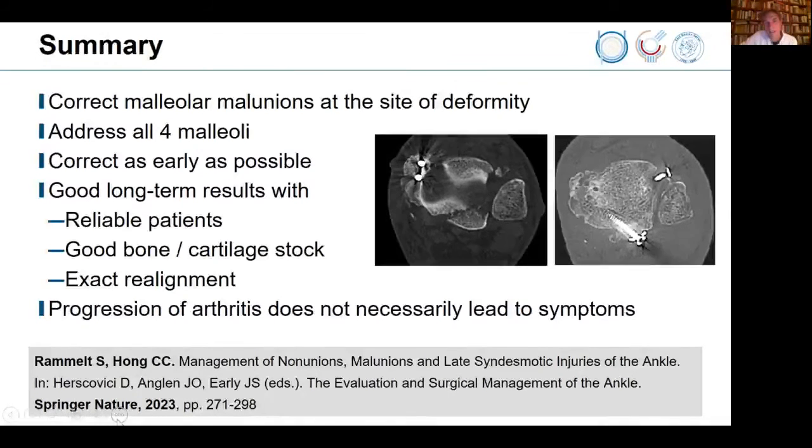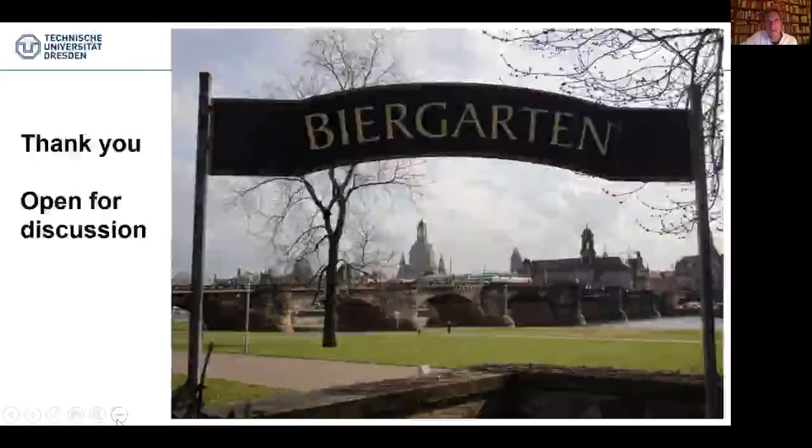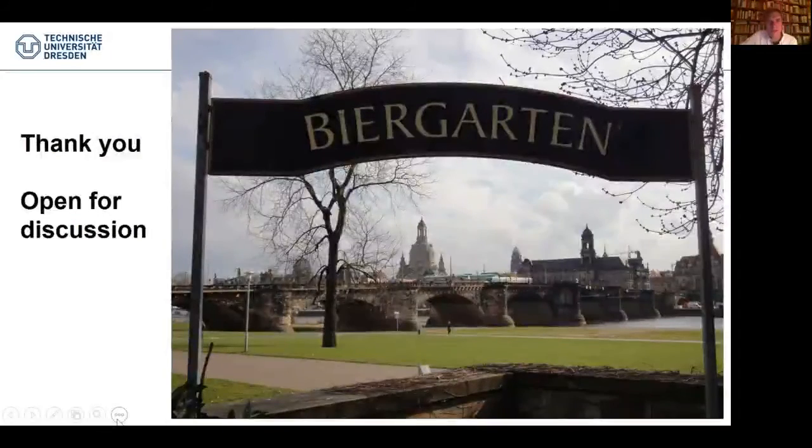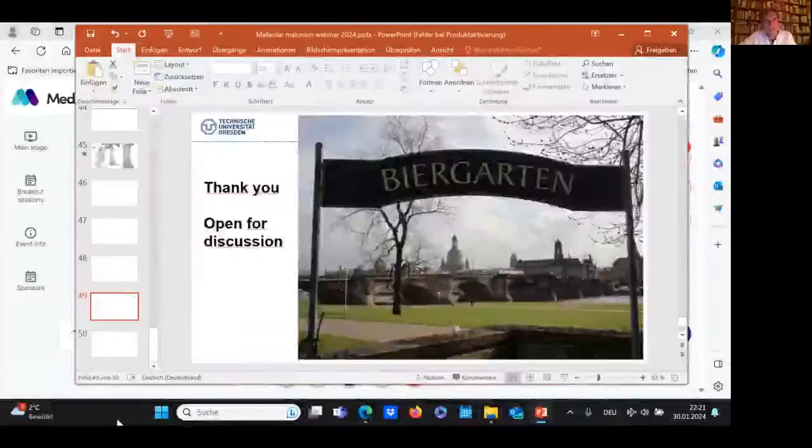And then you might see progression of arthritis, but it does not necessarily lead to symptoms. The ankle can take a lot, even if it doesn't look in a virgin state. And not all of the arthritis that you see on the X-ray really lead to symptoms and need later on a fusion. So thank you very much for your kind attention. And of course, I'm open to discussion.